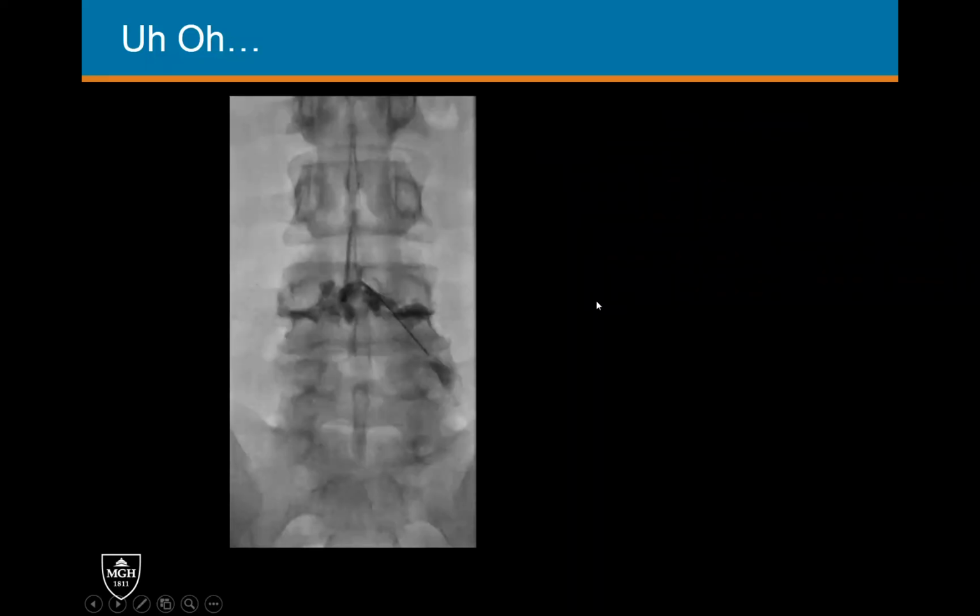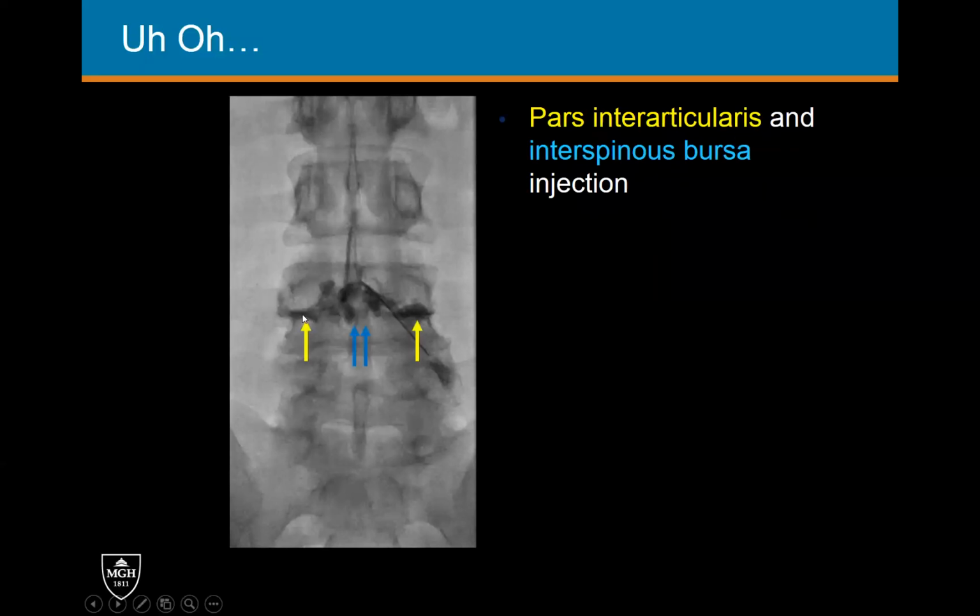And then here's another related one, but here it's under the pedicle. So this is an interspinous bursa and pars injection. Again, the needle tip is a little bit off to the side, so that might be why we ended up there.